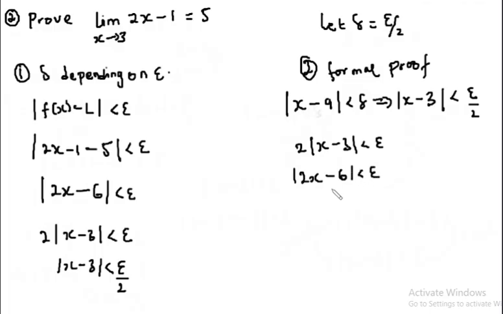Now remember, like before, our aim is to make this inequality look like this one back. So I can rewrite this to look like 2x minus 1 minus 5. Now remember, 2x minus 1 is the f of x term. So this is f of x minus L. So this is minus L and then less than epsilon. So we've arrived back to the original inequality. So that's how to do epsilon delta proof.